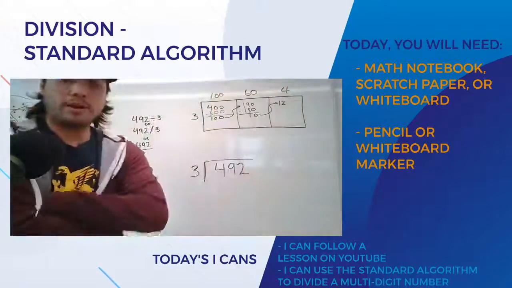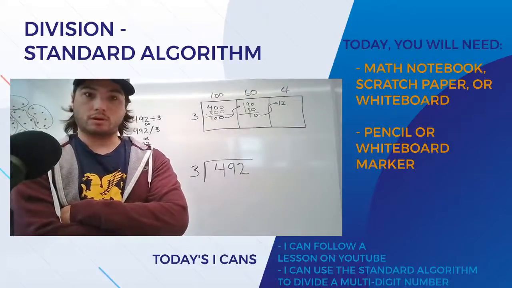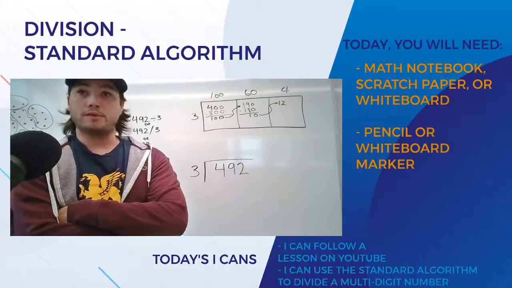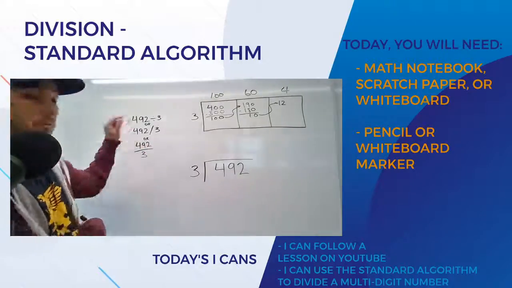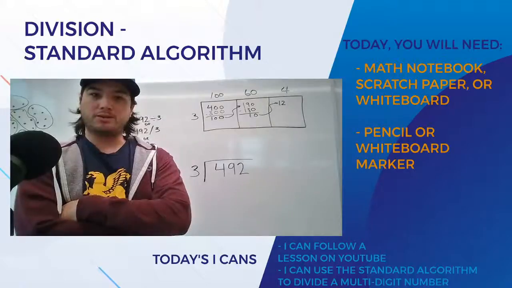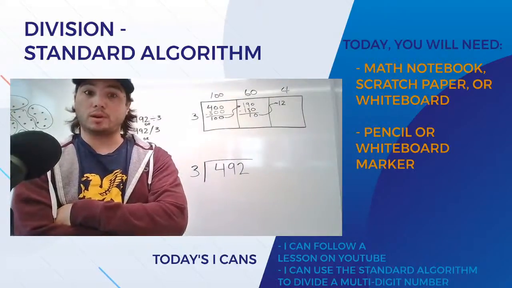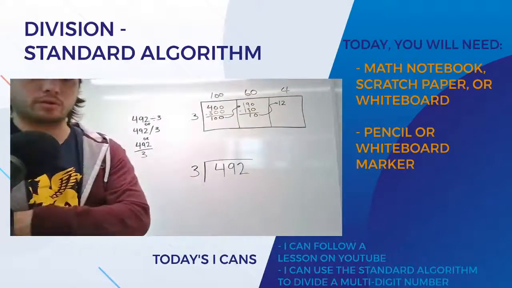So we end up with 164 as our total. So if you were to take 492 dots and put them into groups of 3, you'd end up with 164 groups.